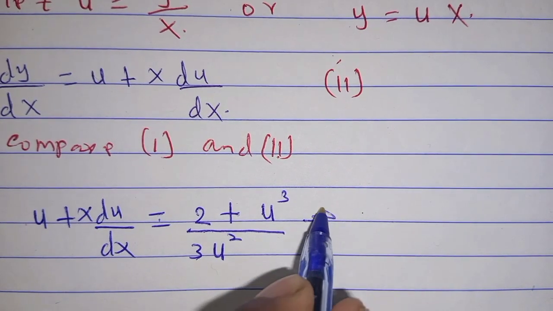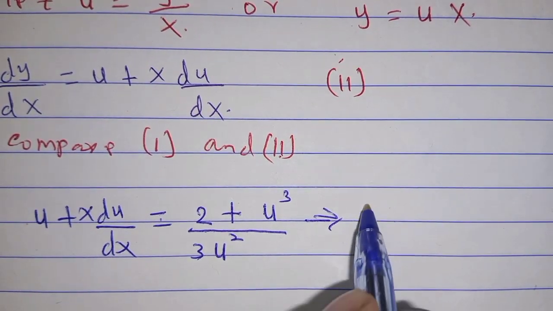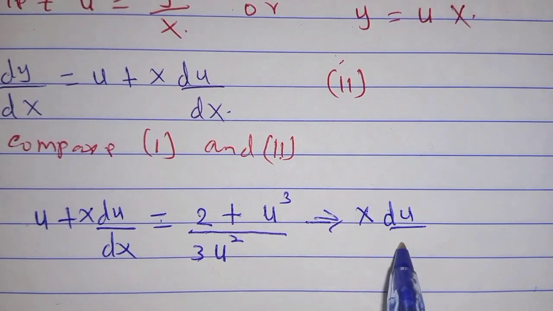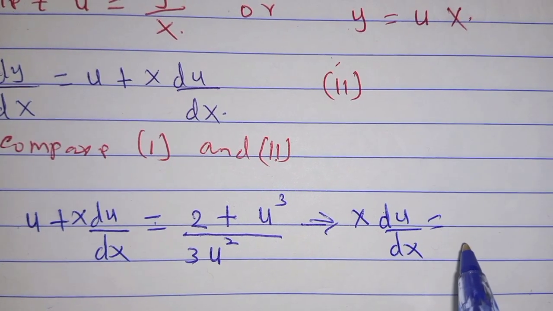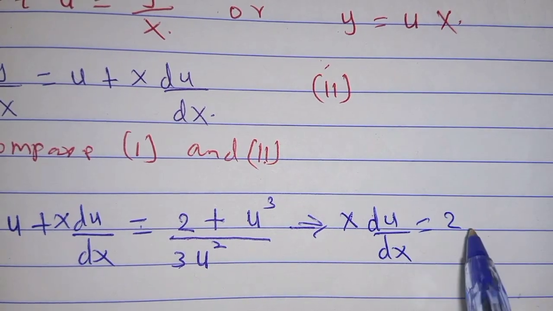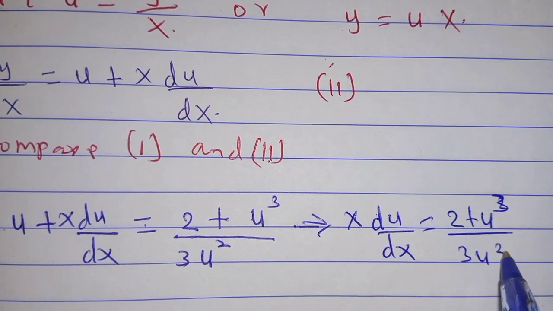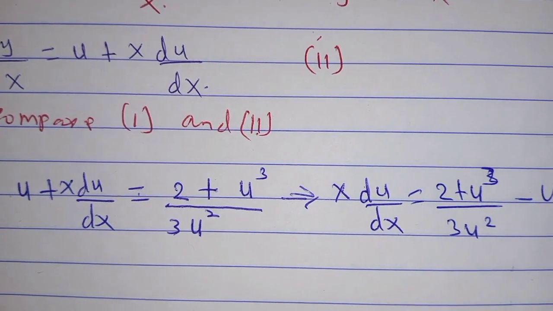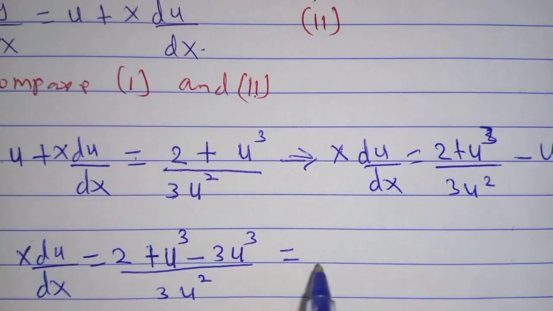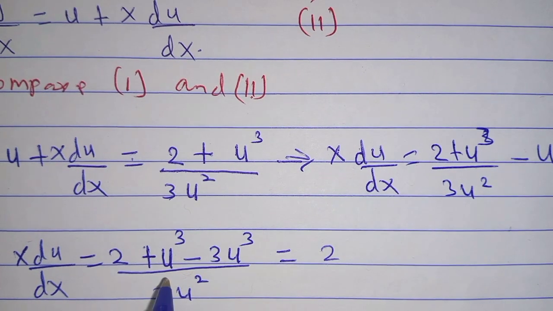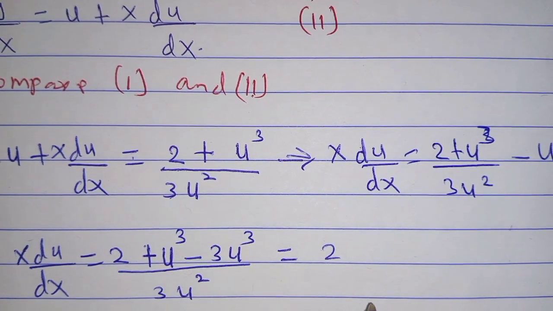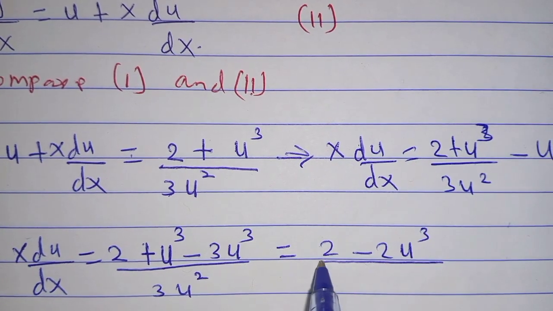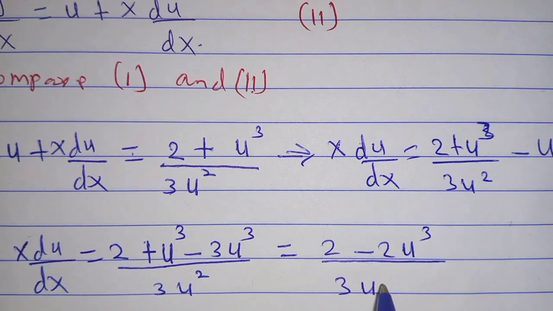So this can be written as x du over dx is equal to 2 plus u cubic over 3u squared, minus u. Then it is equal to 2u cubic minus 3u cubic, which will give you minus u cubic... divided by 3u squared.